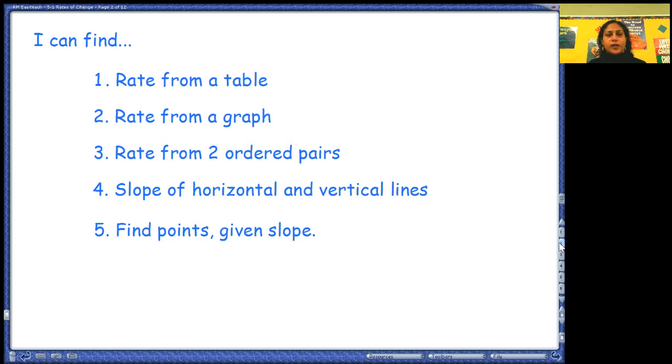These are the 5 objectives for today. The video might seem long, but hold on, persevere.